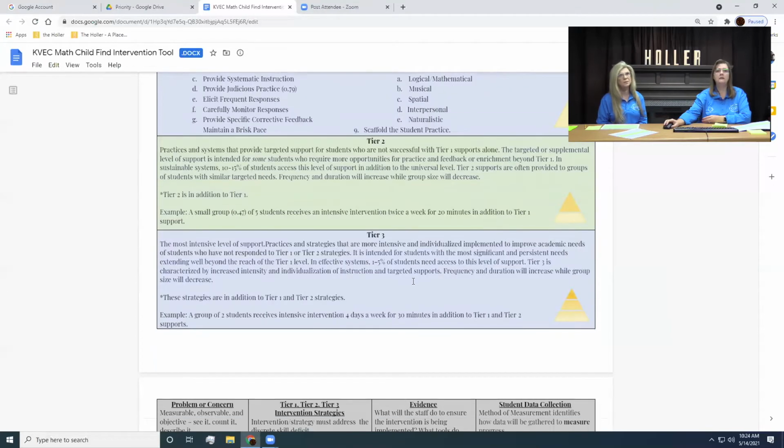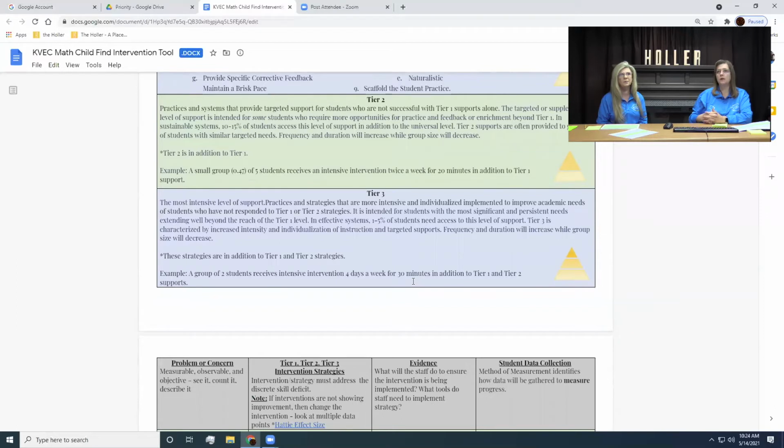And then on tier 3, this is where it gets really intense, and we only have 1 to 5% of our population that actually should be in tier 3. And with that percentage, again, we're looking at group size. No more than 2 kids at a time you should be working with, and preferably working with only 1. And of course, the intensity is going to change. Now, you may be doing this 4 to 5 times a week, and you may be doing it for 30 to 40 minutes at a time. Right. So at this point, you're going to look at how that changes.